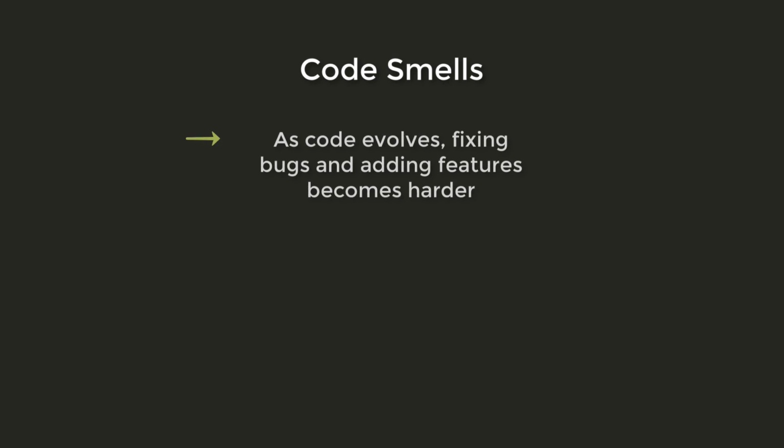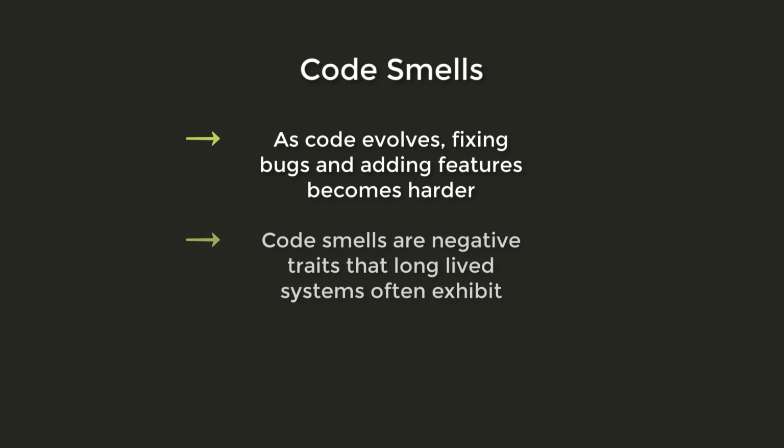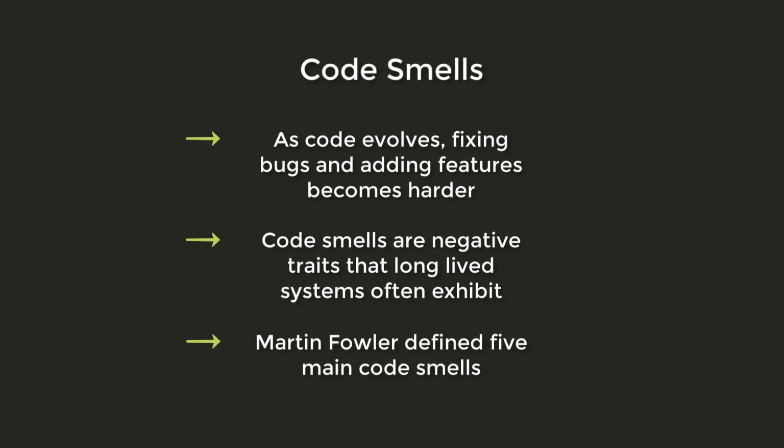As code evolves, it often degrades to the point where fixing bugs and adding new features becomes harder than it used to be. Code smells are negative traits that long-lived systems often exhibit within their code. Martin Fowler defined 5 main types of smells.